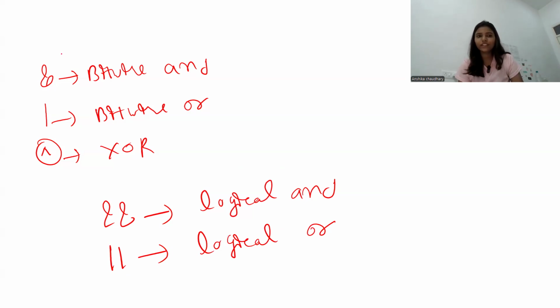Now let me discuss the difference. Whenever you see this type of sign, you can be pretty sure that this is a bitwise operator. So what you need to do is convert the integer into binary, because it will perform on bits only, which means binary. So suppose we take 4 and 5 with the bitwise operator. First of all, we will convert this and this into binary.